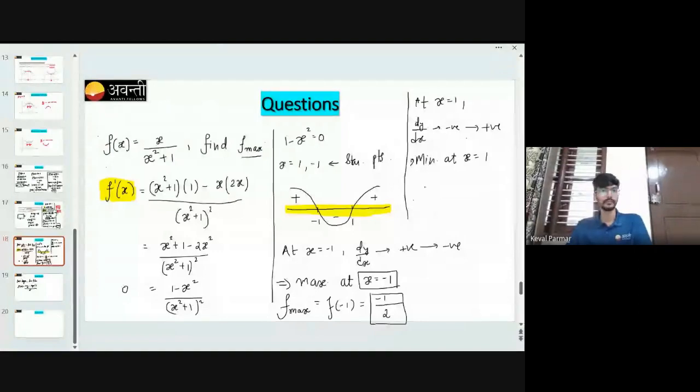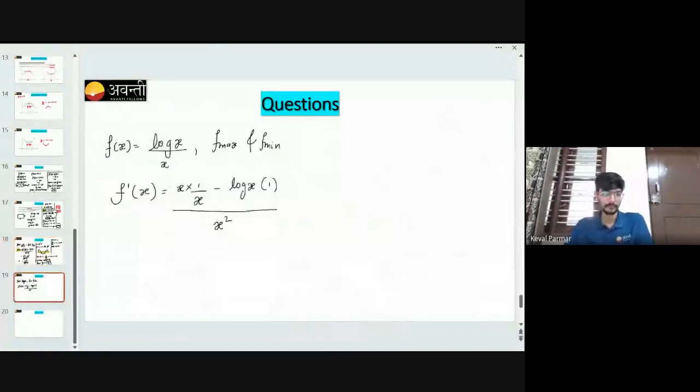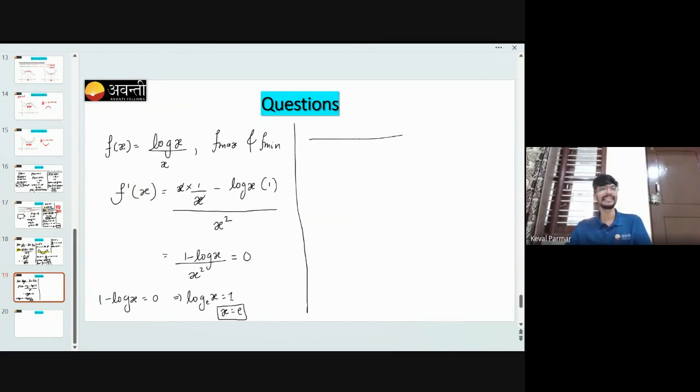So let's look at this. Here x and x will get cancelled. We will get 1 minus log x upon x square. We'll again use the first derivative test, equal to 0. So what does this mean? This means 1 minus log x equals 0. So that means log x equals 1. That means x equals e. Right? So we'll again use the wavy curve, as we have only one stationary point, e.